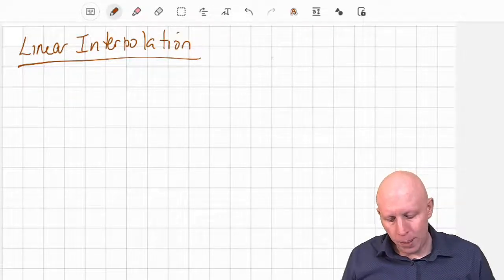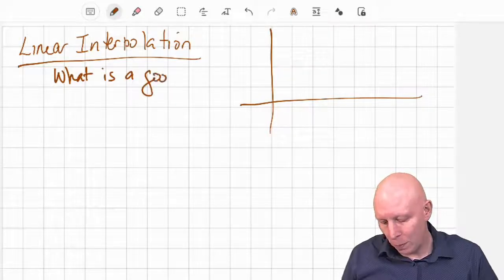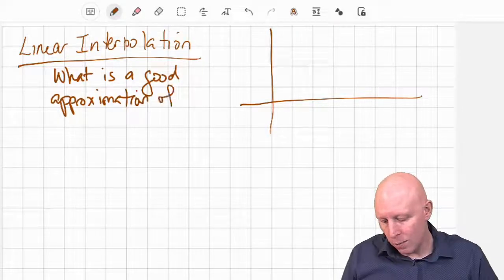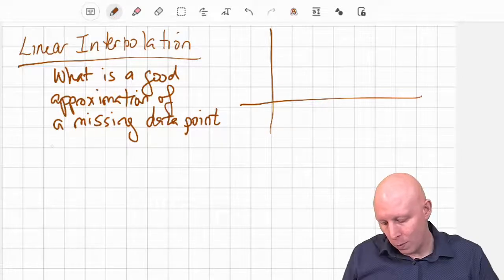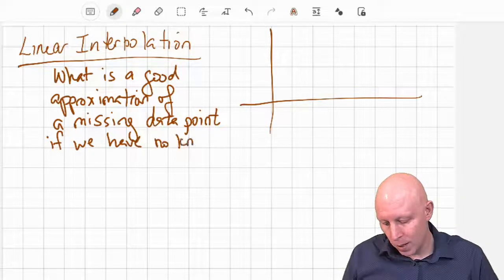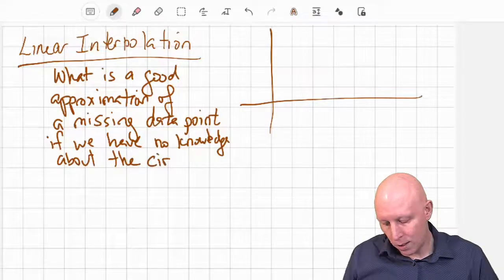The basic idea behind linear interpolation is the principle of finding a good approximation of a missing data point if we have no knowledge about the circumstances.